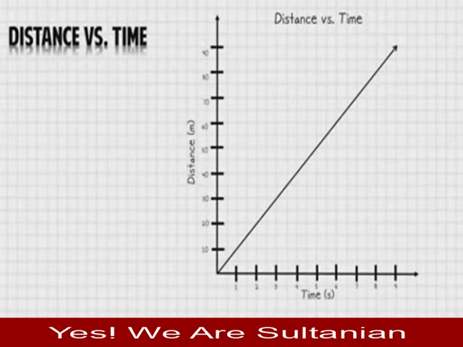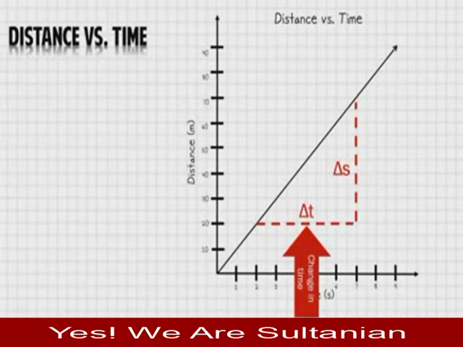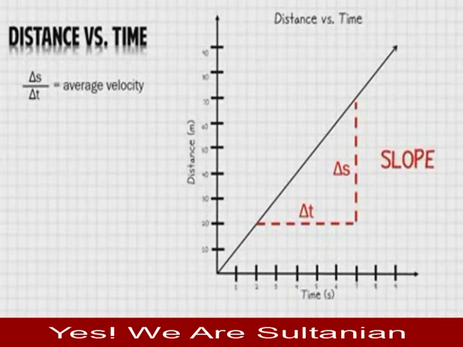Let's interpret this graph now. Let's look at it here. There's the change in displacement. And there's the change in time. And if you recognize this, we are working with the change in displacement over the change in time. And that's just slope. And so if you look over here to the left, you'll notice that displacement over time is average velocity. And that's something we already know. And it's just the slope of a distance versus time graph.